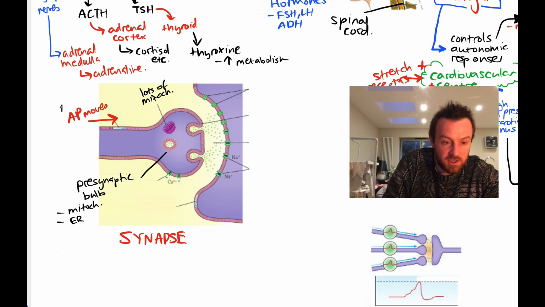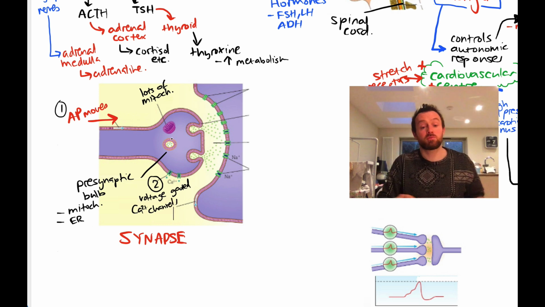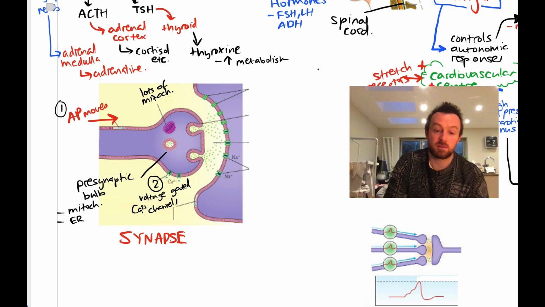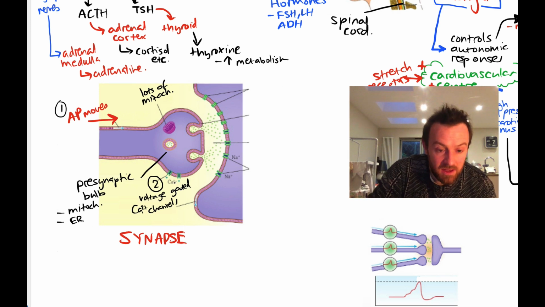So this is actually the first thing, number one. And then the second thing here is number two. So we have voltage gated calcium channels. So therefore, the calcium channels open, and we have a pre-existing concentration gradient. There's more calcium outside, so the calcium ions move inside, okay?